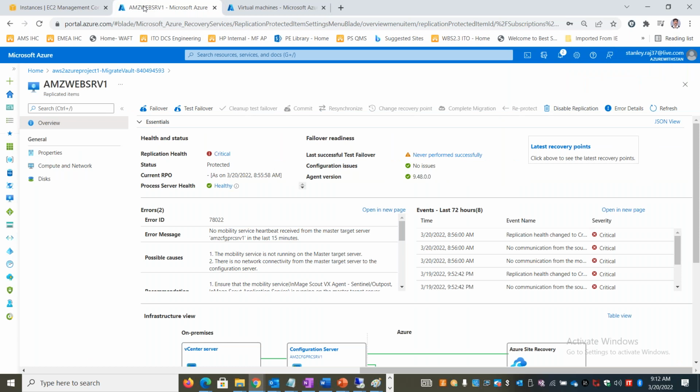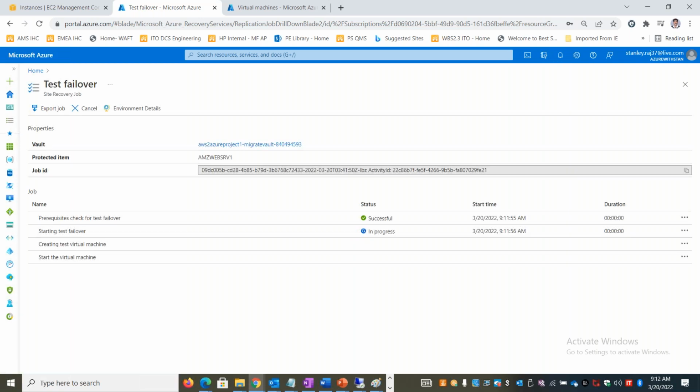Okay, so that's what is going on now. The test failover is happening. As part of the test failover, there will be some prerequisite check. The prerequisites check seems to be successful. Okay, it is starting the test failover. It will create a test virtual machine and it will start the test virtual machine automatically. So that's what it is going to do now.